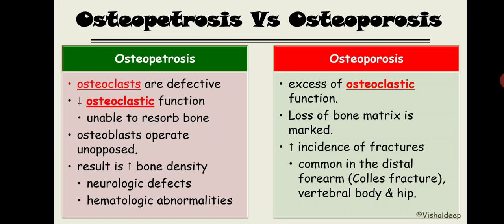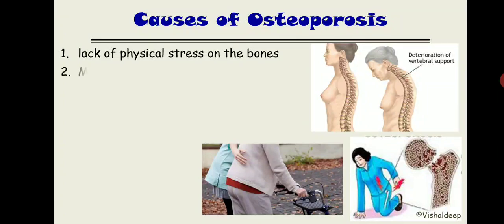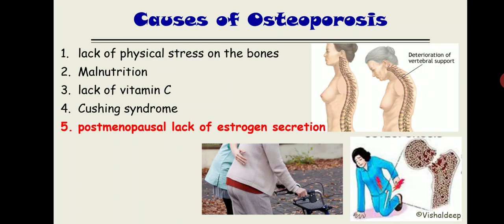Now what are the causes of osteoporosis? Osteoporosis basically happens when there is a lack of physical stress on the bone, malnutrition, and lack of vitamin C. Vitamin C is responsible mainly for the formation of the organic component of the bone, that is collagen fiber. Then Cushing's syndrome, which we are going to learn in detail in steroid hormone. And the last one is post-menopausal lack of estrogen secretion. Whenever there is less estrogen secreted in a woman post-menopausally, it will cause osteoporosis.